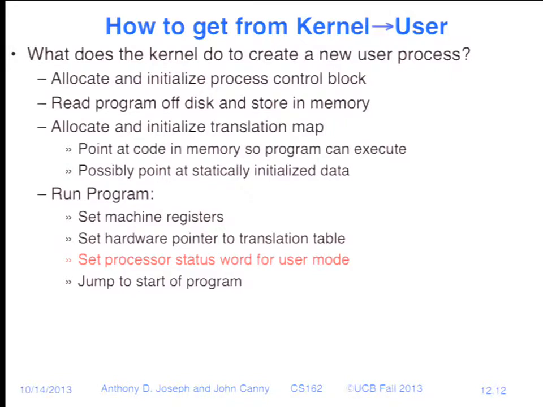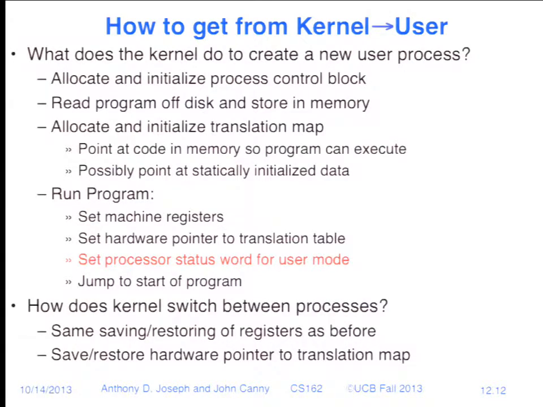So other instructions or memory locations that the program accesses will cause page faults and then cause those pages to be swapped in. To run the program, you have to set appropriate machine registers, probably a function call of the main program. Set the hardware address translation pointer to the translation table. Importantly, set the status word to user mode, so it really is going to execute in user mode, and the hardware will prevent a whole bunch of things from happening. And finally, jump to the program. All right, so this is the new stuff here, which is setting the control mode for user execution.